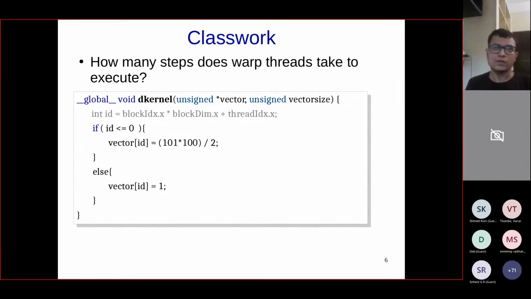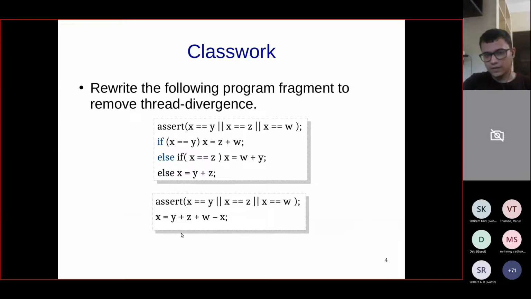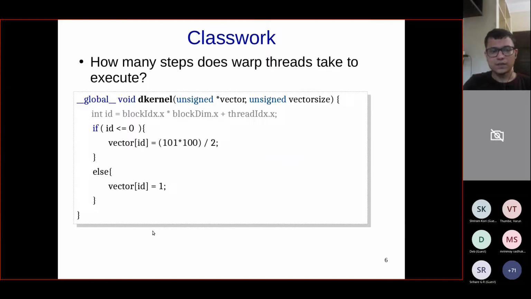So I request each and every one of you to try further. How can we reduce the thread divergence further, or how can we reduce the steps further? Here, 2 steps are needed for the warp threads. Can we reduce it to just 1 step as we did here, if you remember? Here we reduced this entire 3 steps to 1 step, right? Can something like this be done here? Please try this and post your answers in the chat. I'll wait for a minute or 2 minutes for you to think, and then we'll proceed.